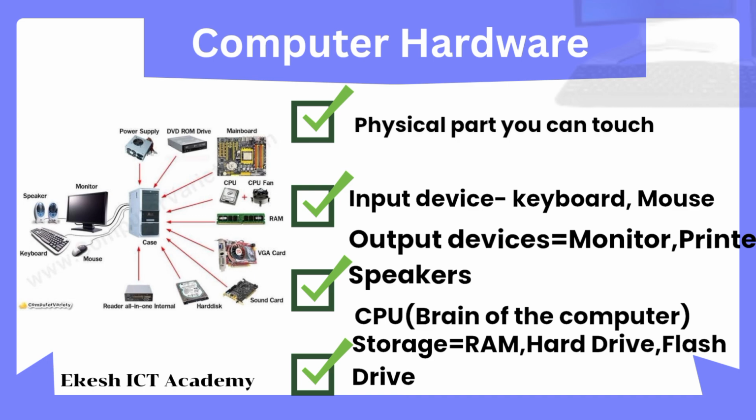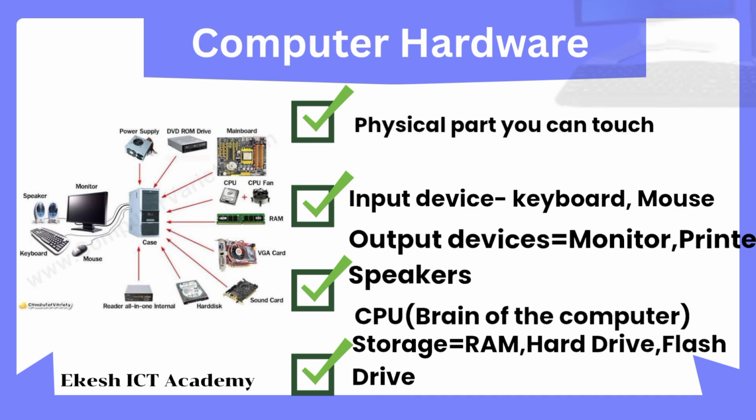Computer hardware. Now let's talk about computer hardware. Hardware means the physical part of the computer, the things you can see and touch. For example, the keyboard you type on, the mouse you move around, and the monitor where you see information are all hardware. Printers and speakers are also hardware because they give us output.